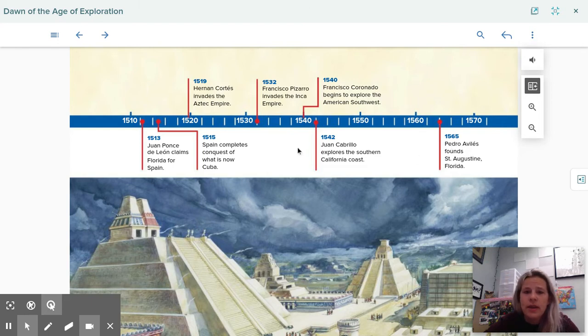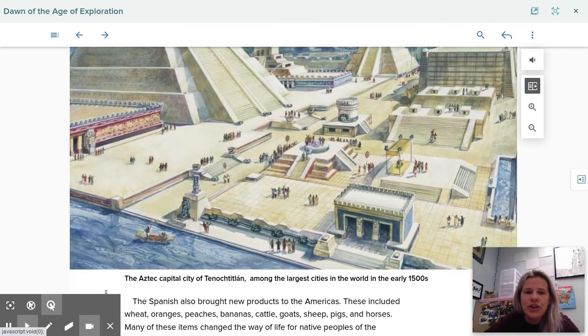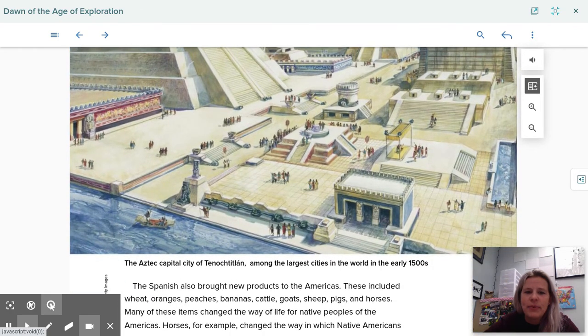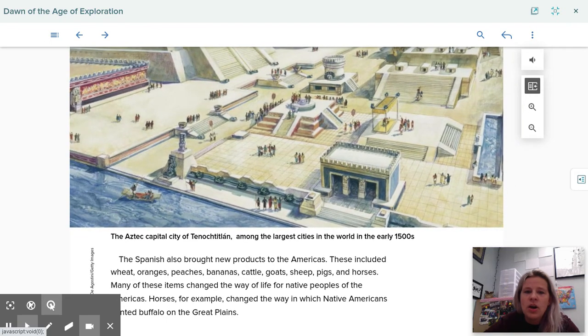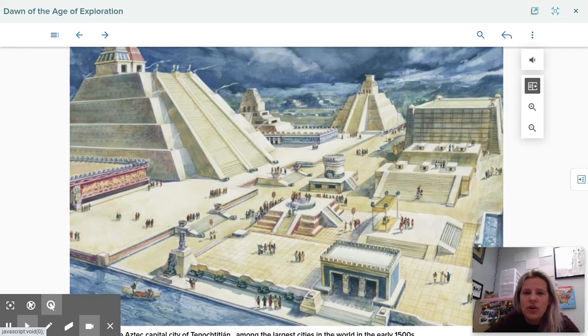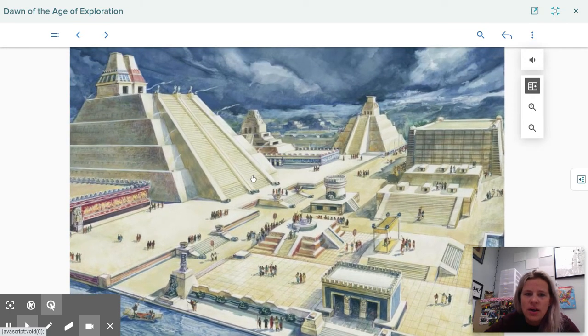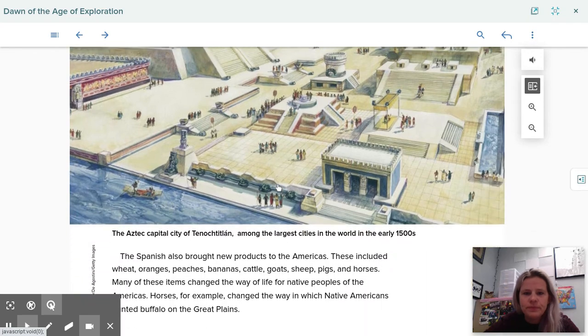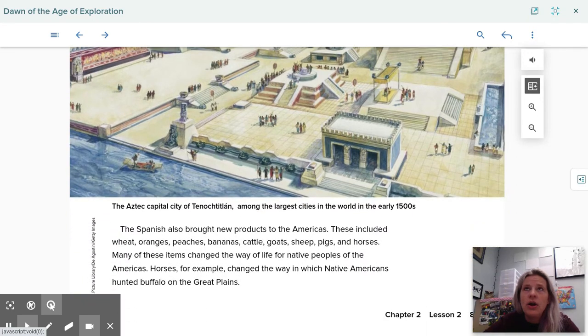Augustine, Florida. If you look at this picture here, you will see the Aztec capital of Tenochtitlan, among the largest cities of the world in the early 1500s. So you can see all of those almost pyramid-like structures. These are actually called ziggurats, and they were temples to worship gods and kings. So, all right. Along with items that were from the Americas that went over to Spain.